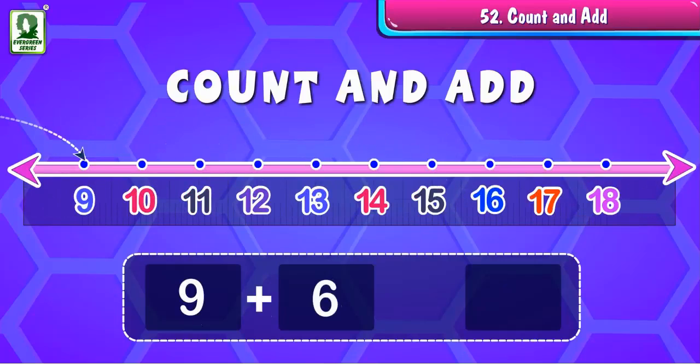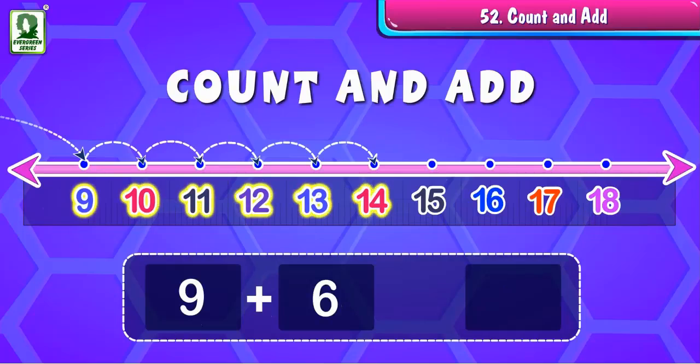Add 9 and 6. Let's do addition on the number line. Plus 6 means move 6 more numbers on the number line. Starting from 9, move 6 numbers ahead. 10, 11, 12, 13, 14, 15. Thus, 9 plus 6 is equal to 15.